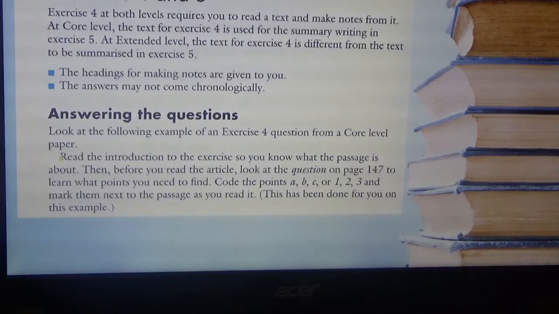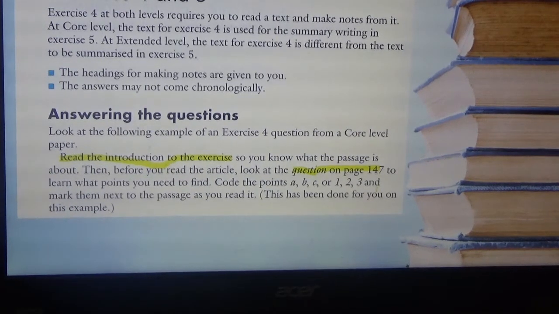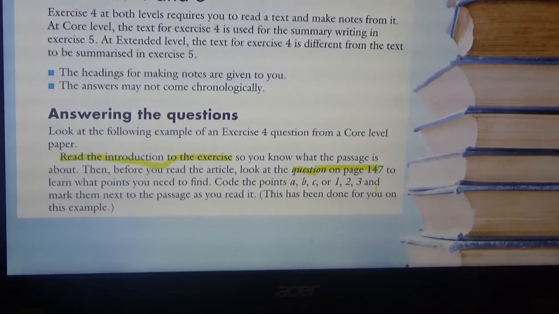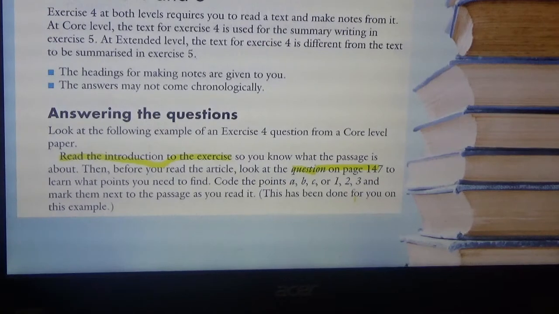Okay, it says here, read the introduction to the exercise so you will know what the passage is about. Then, before you read the article, look at the question on page 147. Now, we will look at the questions first, okay? Page 147 of your book to learn what points you need to find.